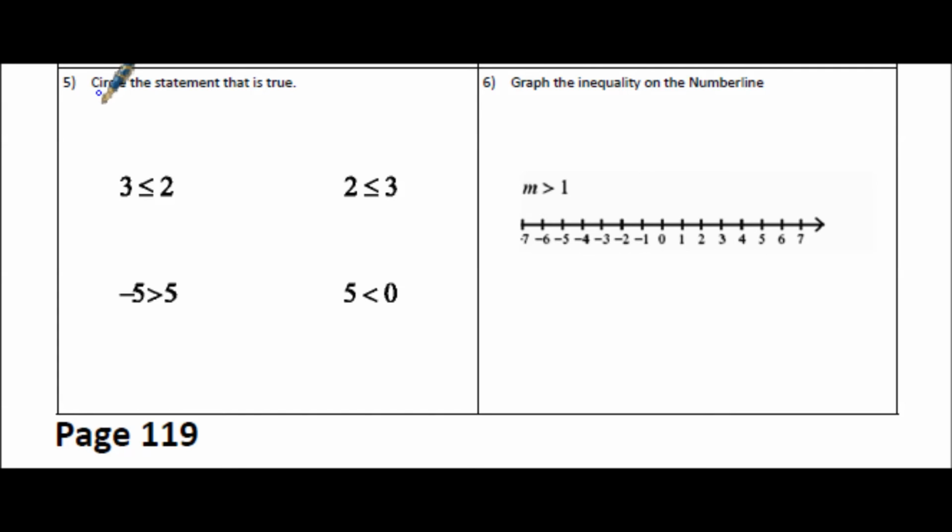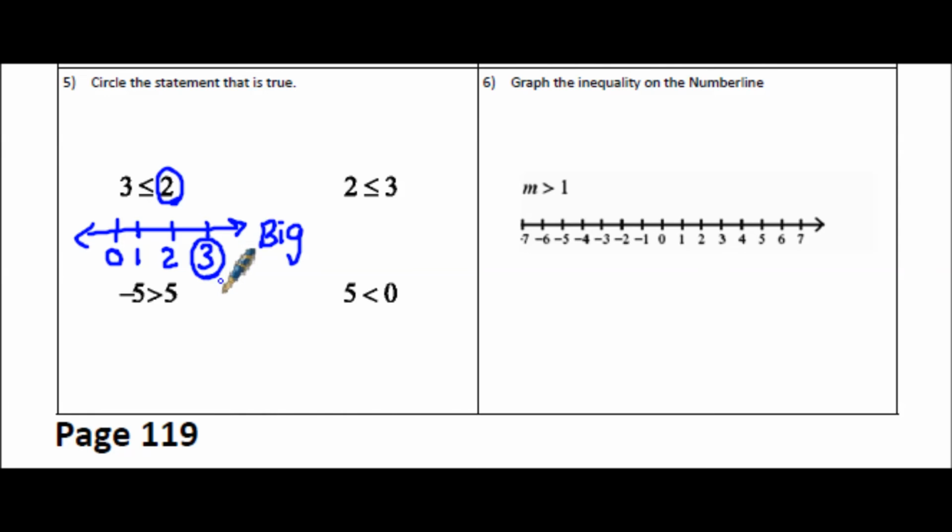For question number 5, we need to circle the statement that is true. So here we're saying that 2 is bigger than 3. And if we look at 0, we're going to count out 1, 2, 3, and we see that the bigger side is on the right side, and 3 is actually bigger. So this is not a true statement.